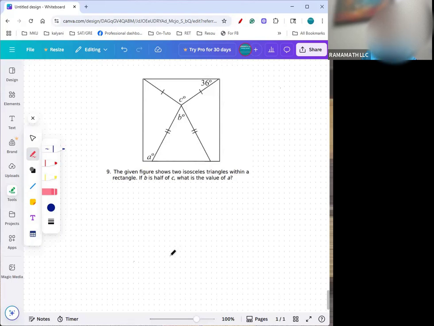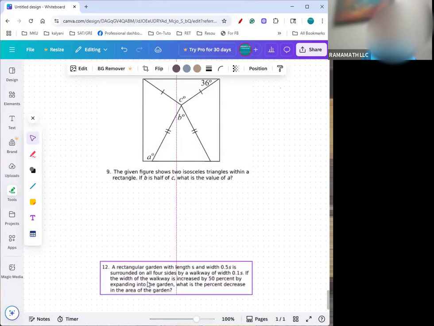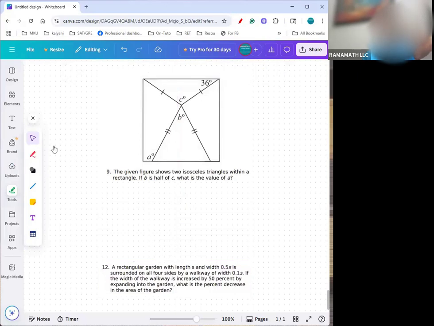If you get that one, this is the next one. Let's see. I'll put it at the bottom.